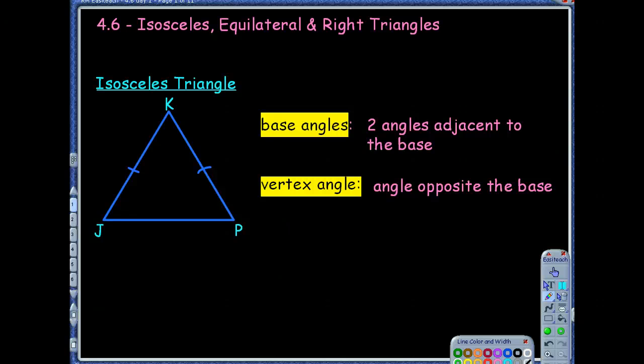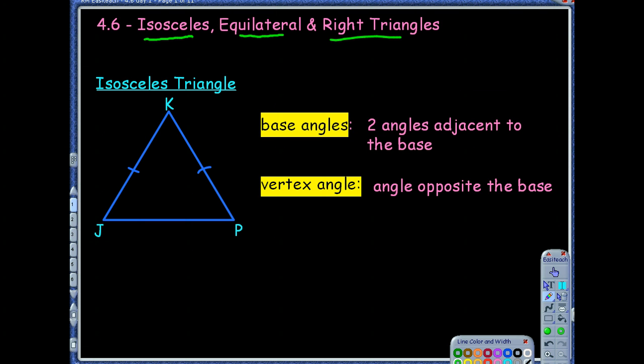Section 4.6 is going to focus on some specific triangles. We've talked about isosceles, equilateral, and right triangles, but we're just going to go a little bit more in detail. We're going to spend 2 days on this section. The focus today is going to be on isosceles and equilateral, and then we'll spend some time on right triangles tomorrow. Okay? Sounds great.